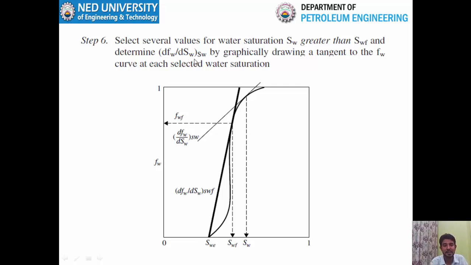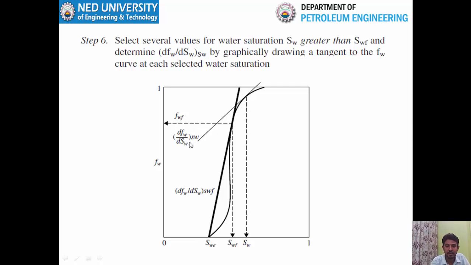So basically you will draw a tangent to your selected SW which is higher than SWF. You will draw a tangent at SW. You have basically selected that SW by yourself, that I want to calculate the position of the front at that particular SW. So you will draw a tangent at that SW and you will calculate the slope, and that slope will be different than the slope at SWF. So this is the slope at the saturation at which you now want to calculate the position of the waterfront.